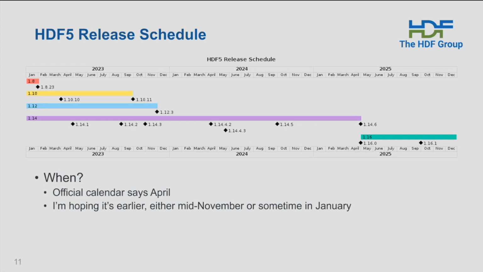When? So the official calendar says April, and I'm kind of hoping to under-promise and over-deliver. I'm hoping it's earlier, mid-November, sometime in January. It depends on how quickly we can come up with a good set of defaults to pick on that, and also just how many OSS-Fuzz issues are fixed. We'll figure it out. We'll know more a little bit later in the second half of the year.